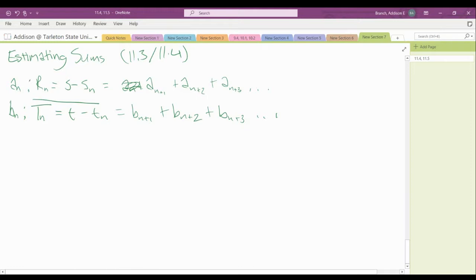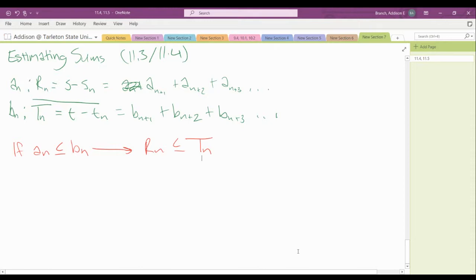So whenever we're working with limit comparison tests and estimating sums, essentially what we can say is, if a sub n is less than or equal to b sub n, then r has to be less than or equal to t. So now let's figure out what we can do if we know our b. Because usually we know our b, we need to figure out our a, is usually what we work with when we're doing comparison tests.